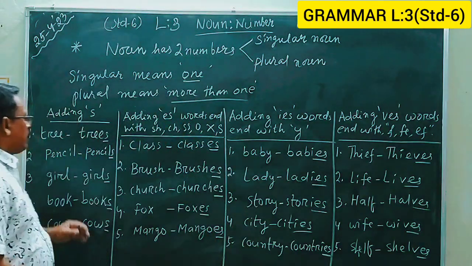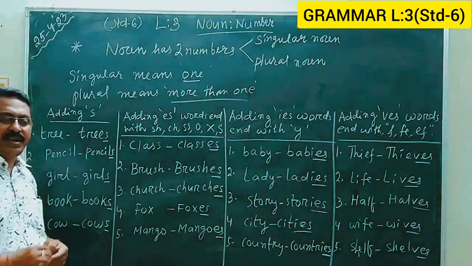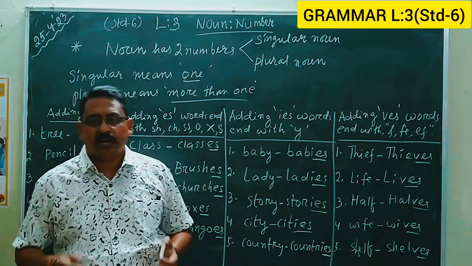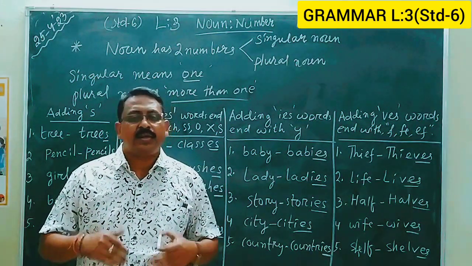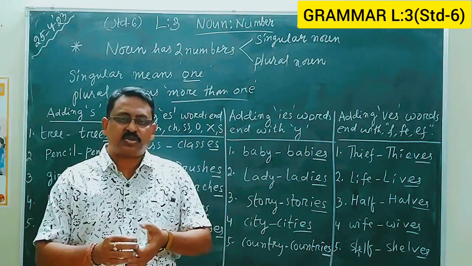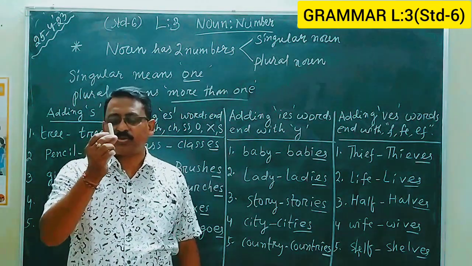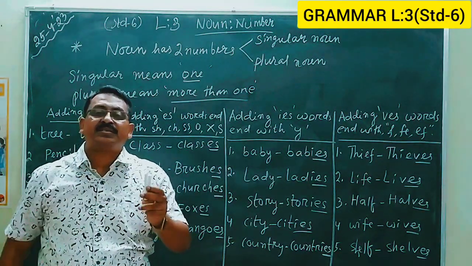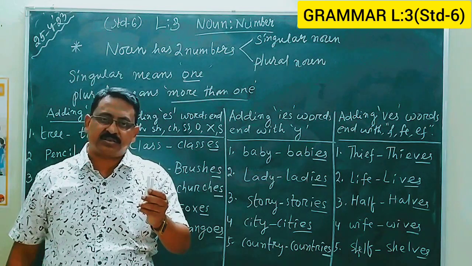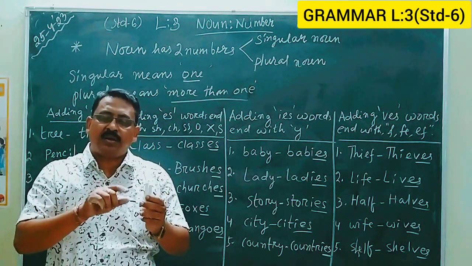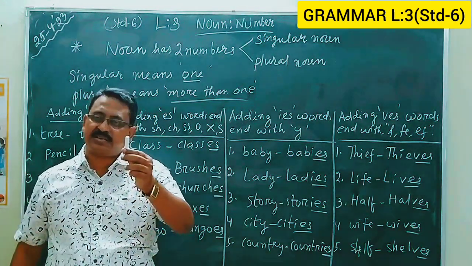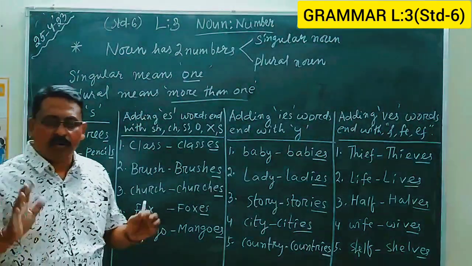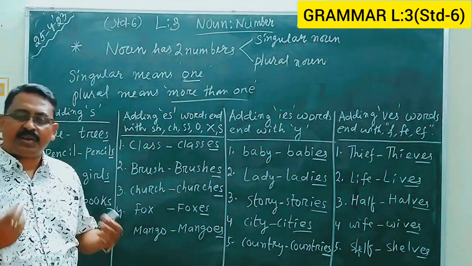So, first, adding S. We know normally that when we add S to any noun, it becomes plural. For example, chalk, C-H-A-L-K, is one. If it is more than one, then we say C-H-A-L-K-S, chalks. When we add S to chalk, it becomes plural. Singular C-H-A-L-K, plural C-H-A-L-K-S.